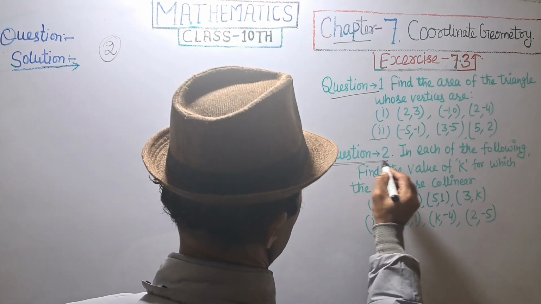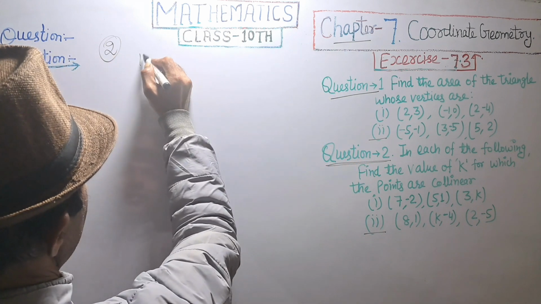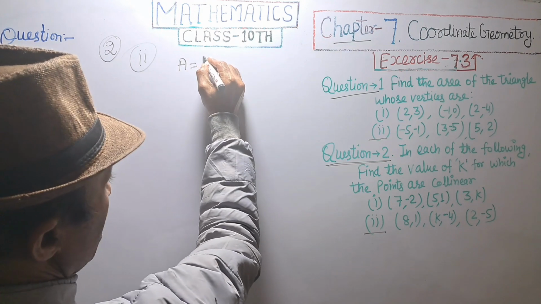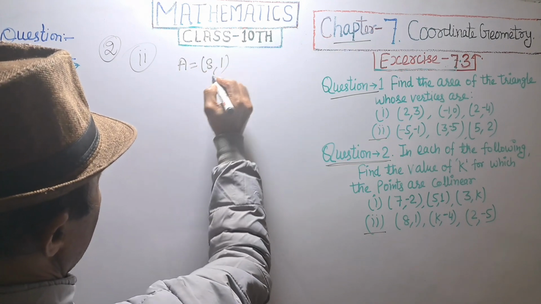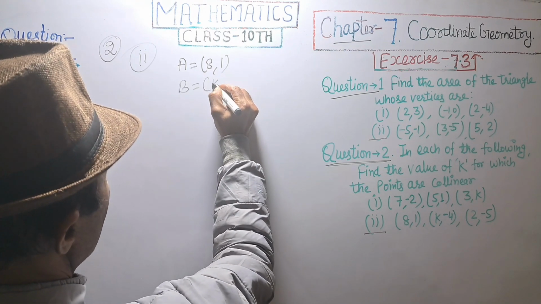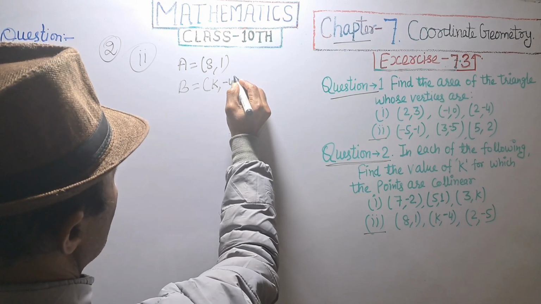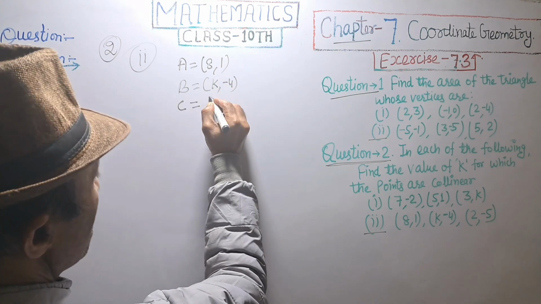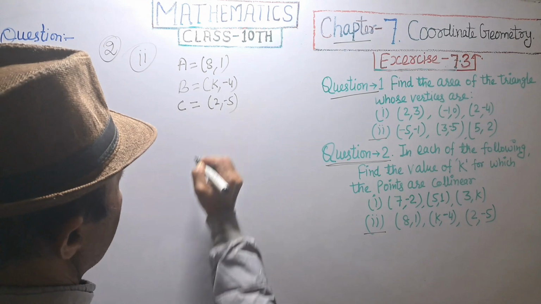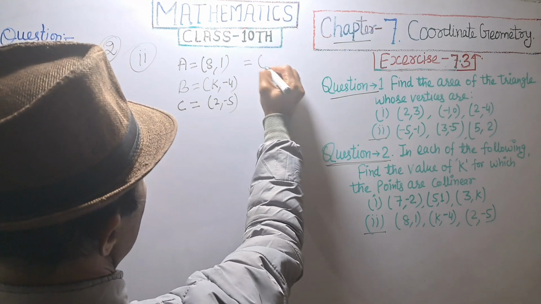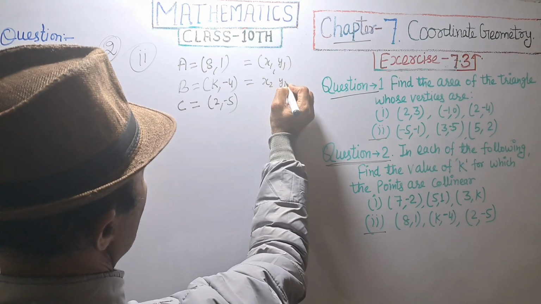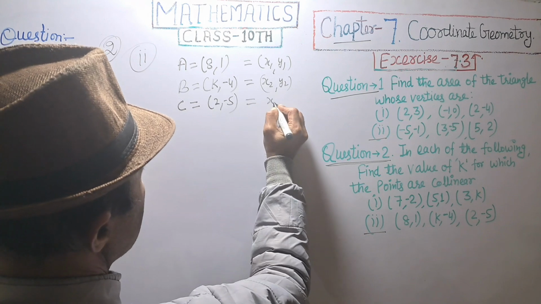Answer. Question number second part. A is equal to 8 comma 1, B is equal to k comma minus 4, and C is equal to 2 comma minus 5, that is equal to x1 y1, x2 y2, x3 y3.